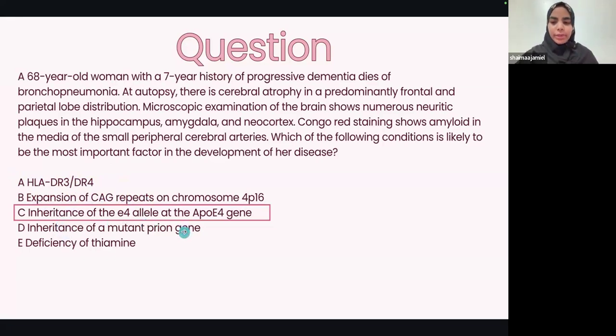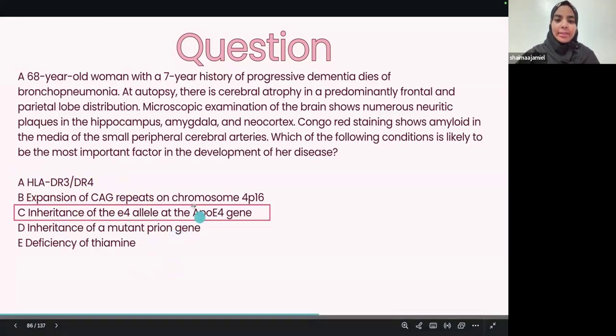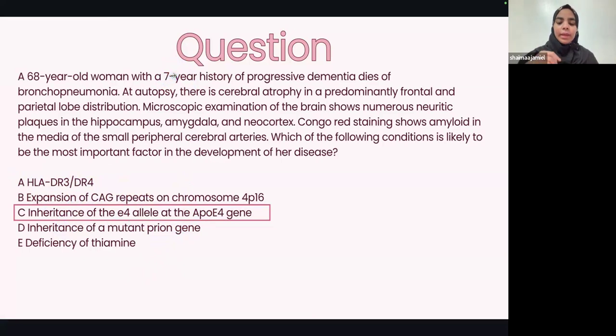Inheritance of a mutant prion gene, would you know? I'm not sure if you took that. The prion disease. Yes, Creutzfeldt-Jakob disease. Perfect. And that will usually present with a 7-year history. It's going to be something very short, very acute term. So like 4 months, 6 months, they're going to have their dementia, the seizures, myoclonus, and so on.